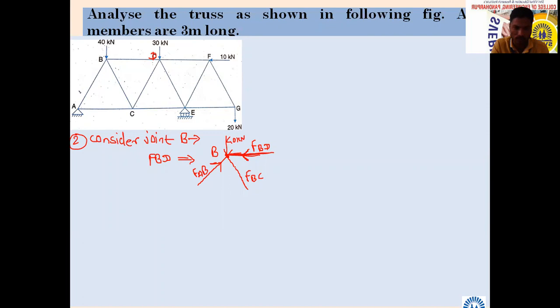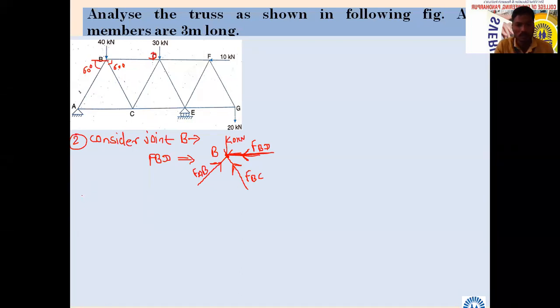You should not think while assuming. Anyhow, you are going to assume. Okay, I will assume both compressive. What about the angle? We should know the angle. What will be this angle? 60 with horizontal. This will be 60. This is horizontal. What will be this angle again? 60. So instead of that, I have written it there.